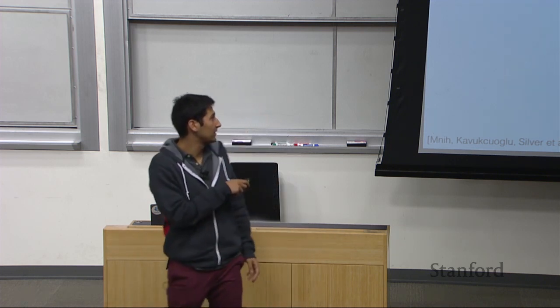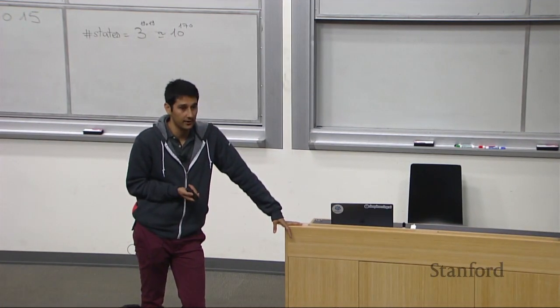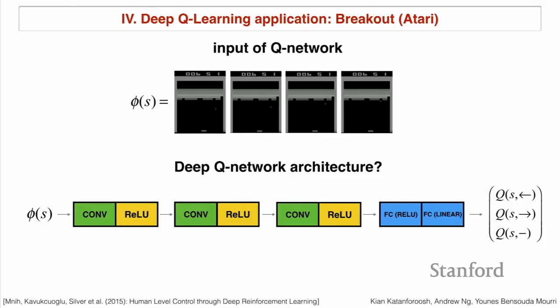So we have our phi of s, which is the input to the Q network. The deep Q network architecture is going to be a convolutional neural network because we're working with images. So we forward propagate that. This is the architecture from Mnih, Kavukcuoglu, Silver et al. from DeepMind. Conv-ReLU, Conv-ReLU, Conv-ReLU, 2 fully connected layers, and you get your Q scores.